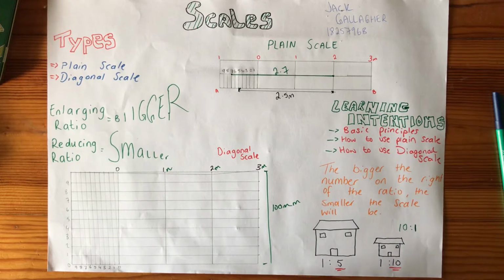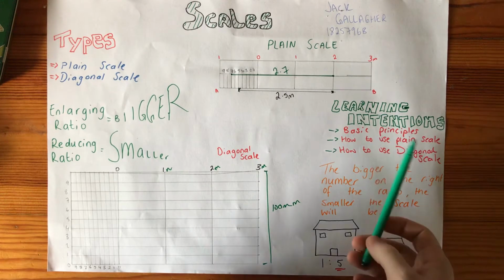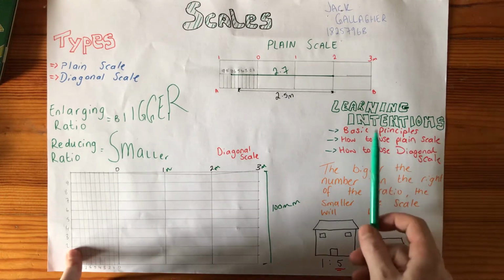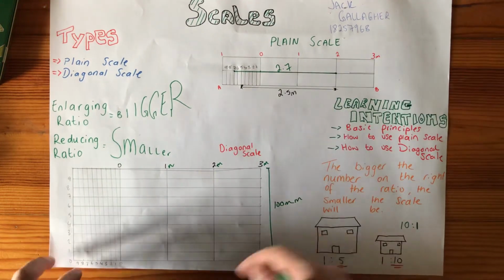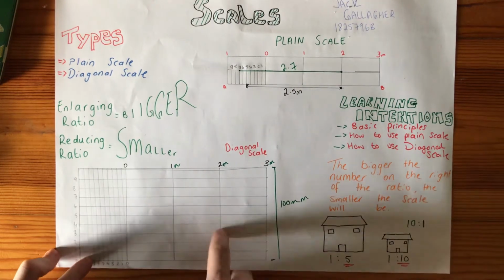So today we're just going to be talking about scales and the relevancy that it has in the DCG course. So we'll just start off by stating the learning intentions. After this we're going to know the basic principles of scales, how to use a plane scale, which is this one here, and how to use a diagonal scale, which is this one here.